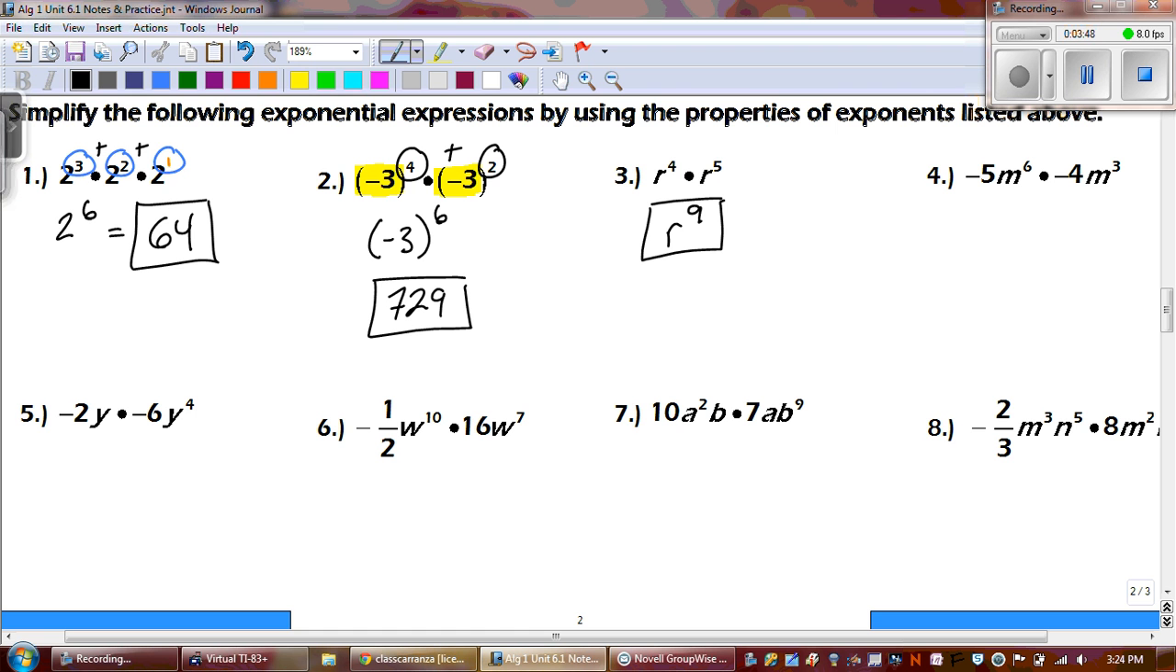All right, number 4. Number 4 is different just because we've never done anything with the coefficients. Now, if there are coefficients out in front, we're going to do what it tells us to do, and that operation is multiplication. So -5 times -4 is a positive 20. So now we've got a positive 20m, and how many m's do we have? Well, remember, we add those up. 6 plus 3 is 9. Excuse me there, sneezed. So our final answer is 20 m to the 9th.